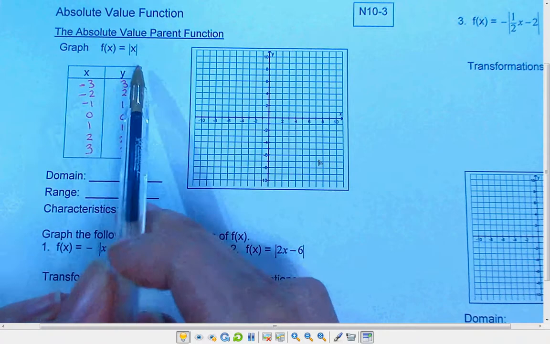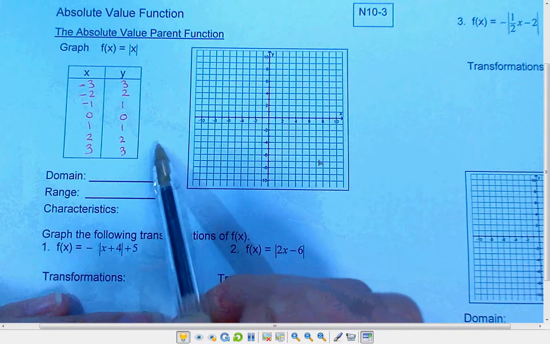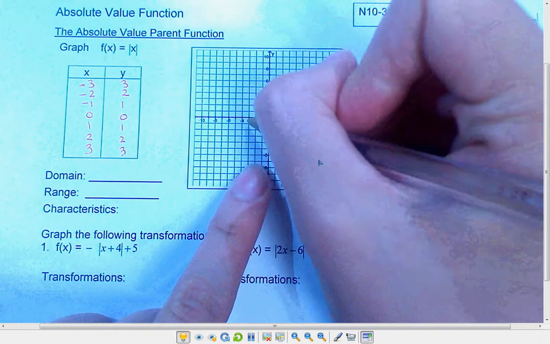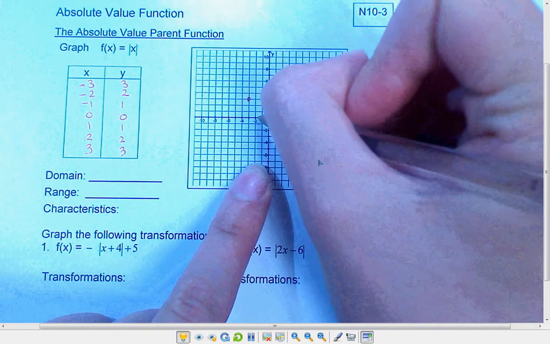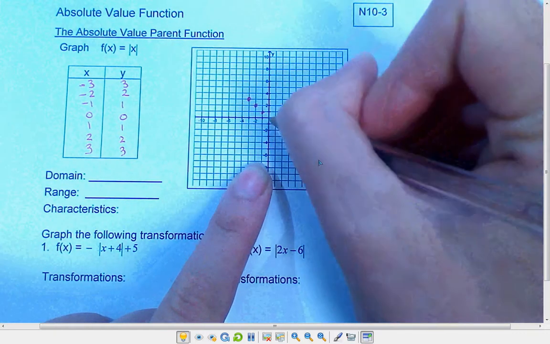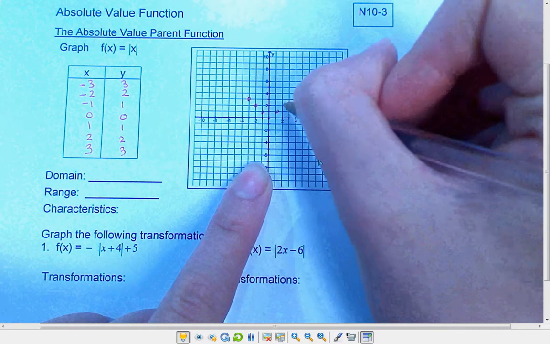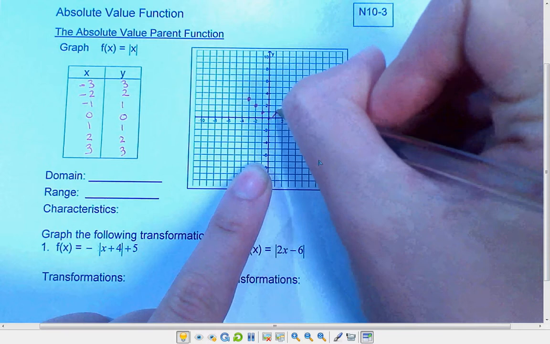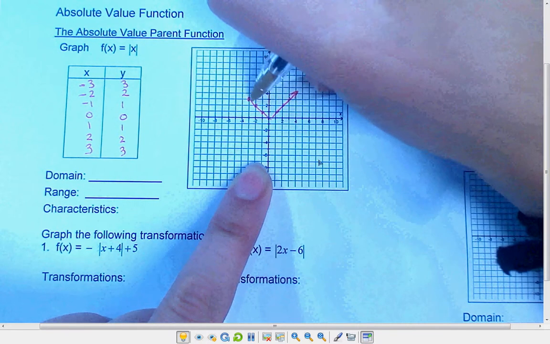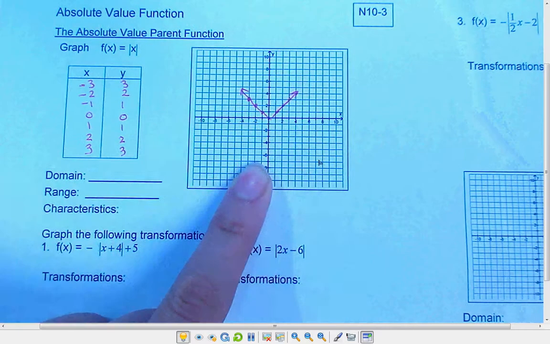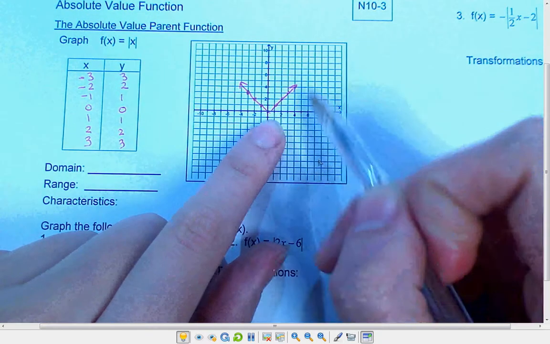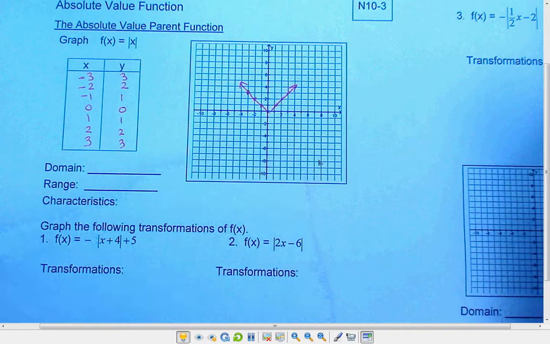So absolute value just takes all of our values and turns them positive. So we're going to graph these: (-3, 3), (-2, 2), (-1, 1), (0, 0), (1, 1), (2, 2), (3, 3). As you can see, our absolute value function is shaped like a V, and the arrows mean that it keeps on going. Because we know it keeps on going to (4, 4), (5, 5), (6, 6), but we're just not going to plot all those points.